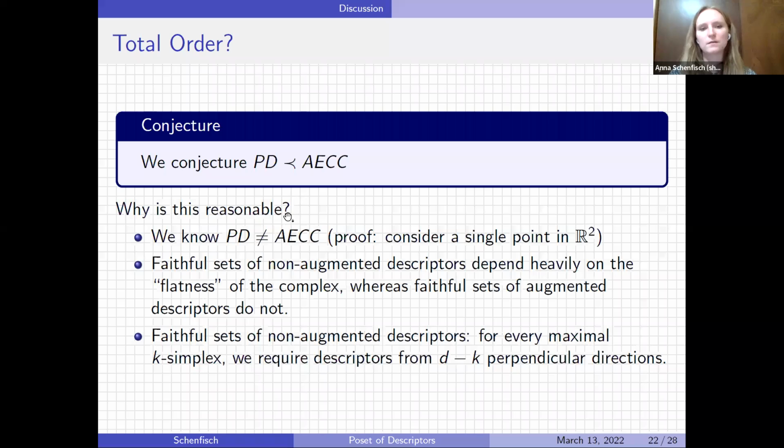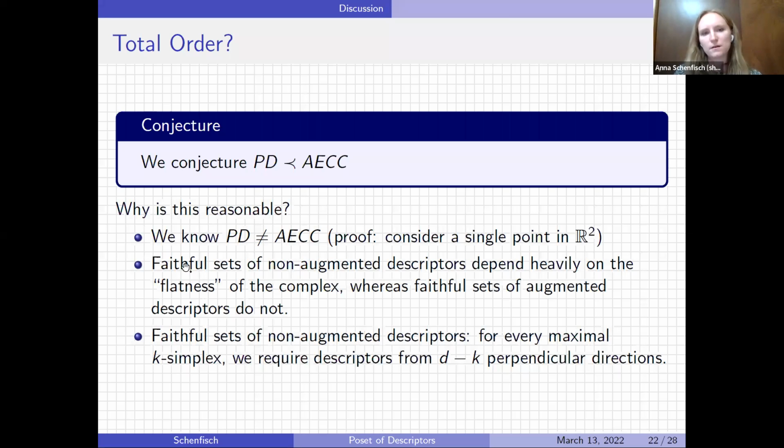So first of all, what does it mean for 2 descriptors to not be equal? In our setting, it essentially means you can find a simplicial complex where the faithful sets have different cardinalities. And we already saw an example earlier today, right? When we had a single point in R2, remember we required 3 persistence diagrams to form a faithful set. And I suppose I went through that example using augmented persistence diagrams, but the same argument holds for augmented Euler characteristic curves, where we really only need those two directions if we have an augmented descriptor. Okay, so that example already shows that they're not equal, right? If we're comparing cardinalities this way.